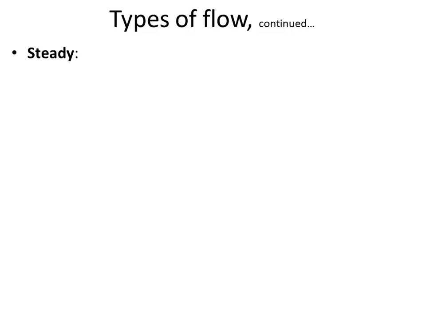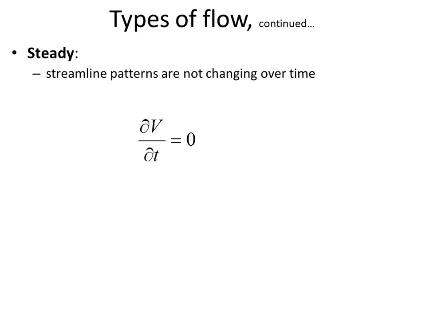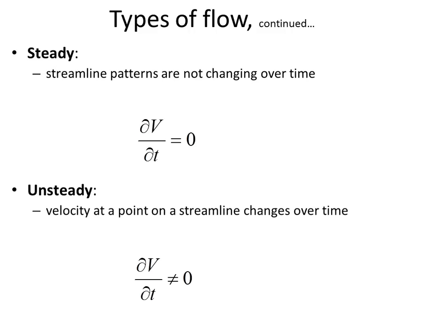Steady flow is where conditions are either changing or not changing with respect to time. In the case of steady, they're not changing over time. Velocity is constant. Unsteady means that over time, either the magnitude or the direction of flow is changing.